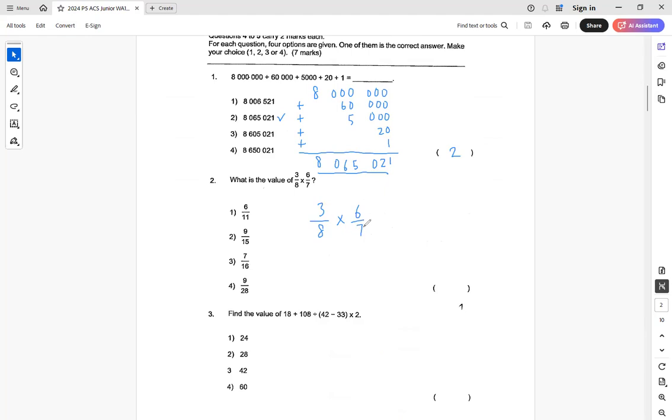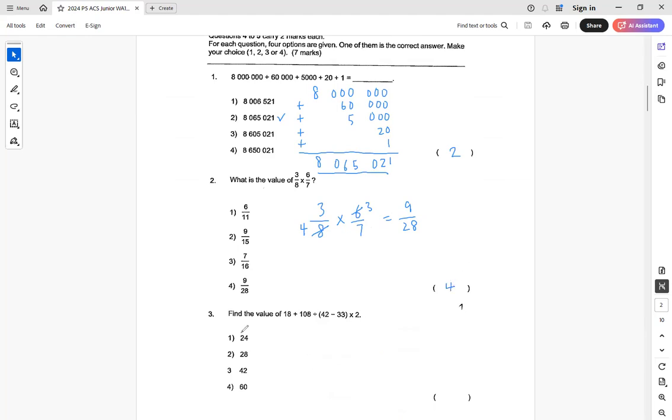So you look at 3 and 7, okay, there's no common factor, so cannot. 8 and 6 both can be divided by 2. So 8, I divide by 2, I will get 4. 6, I divide by 2, I will get 3. Okay, and then now I can go ahead to take numerator times numerator, denominator times denominator. So 3 times 3 will give me a 9. 4 times 7 will give me a 28. So my answer will be option 4.